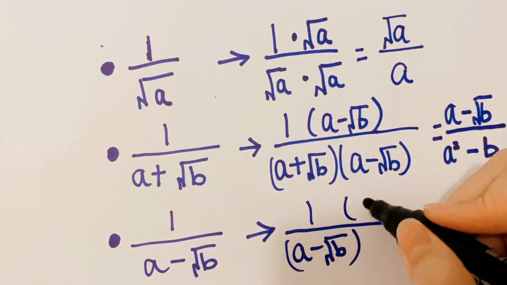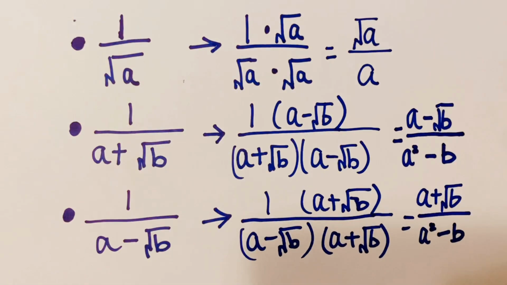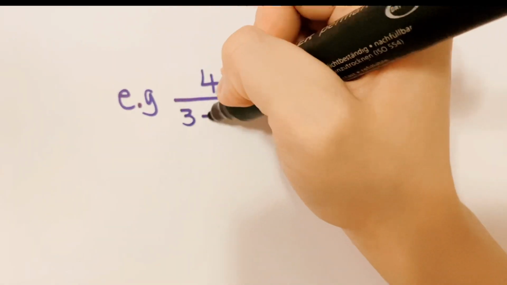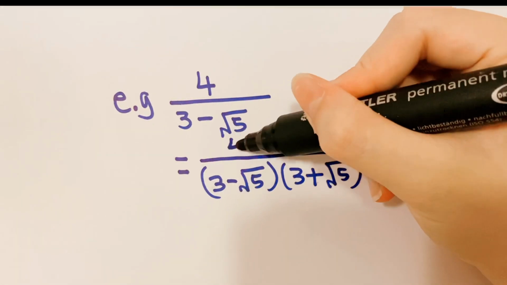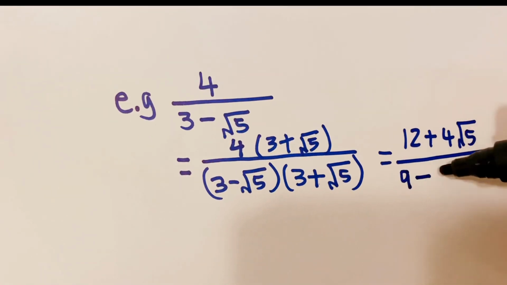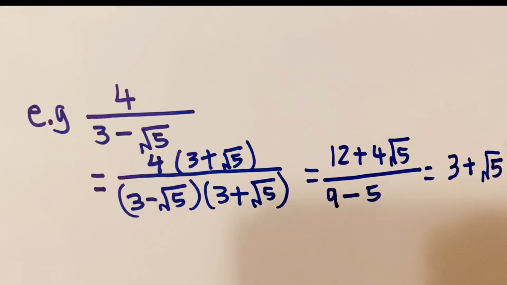And here are some rules which you need to know in order to rationalize denominators. If the denominator is square root of a, then you have to multiply both denominator and numerator by square root of a in order to rationalize the denominator. And the same principle follows for the rest. And an example is as follows, in which you would multiply 3 plus square root of 5 with both the denominator and the numerator in order to rationalize the denominator.